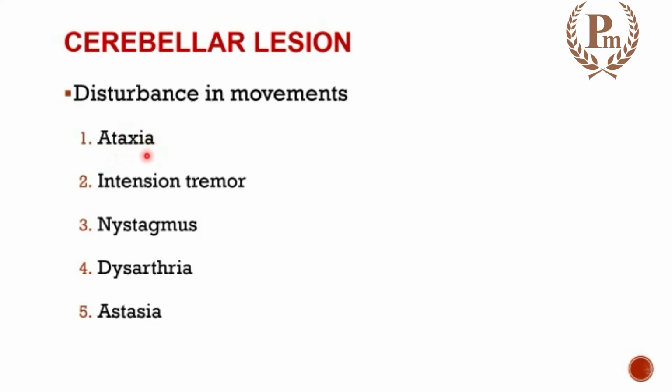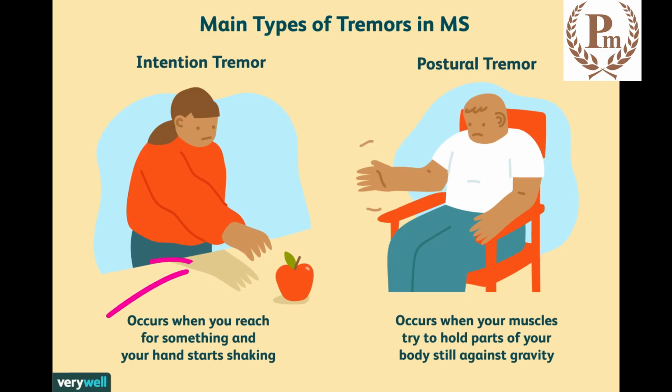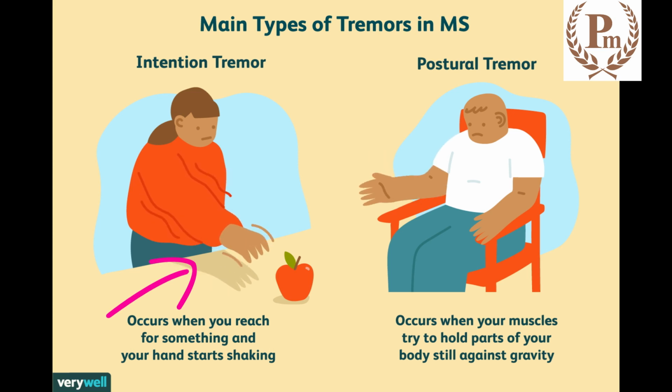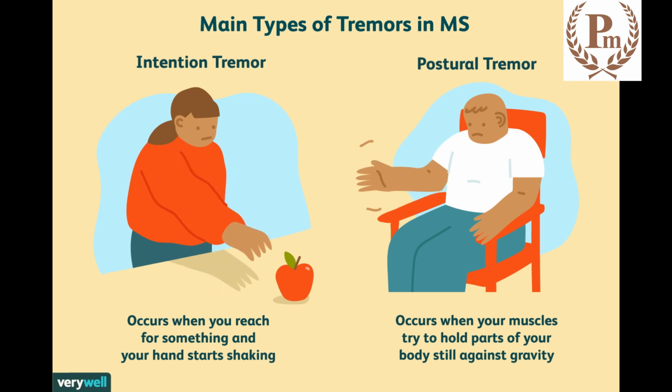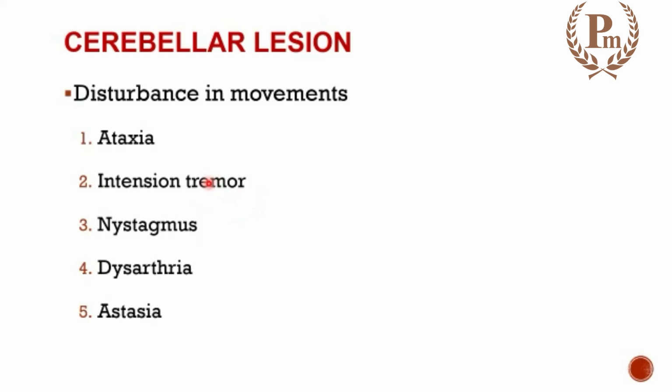Then there is intention tremor. Intention tremor means suppose you are going to pick up an object. You want to pick up a cup or you want to pick up a pen. When you start executing the movement, there will be tremors. Such tremors, we call it intention tremor. So here what is happening? When a person has lost the cerebellar performance, or there is some lesion to the cerebellum, what will happen?